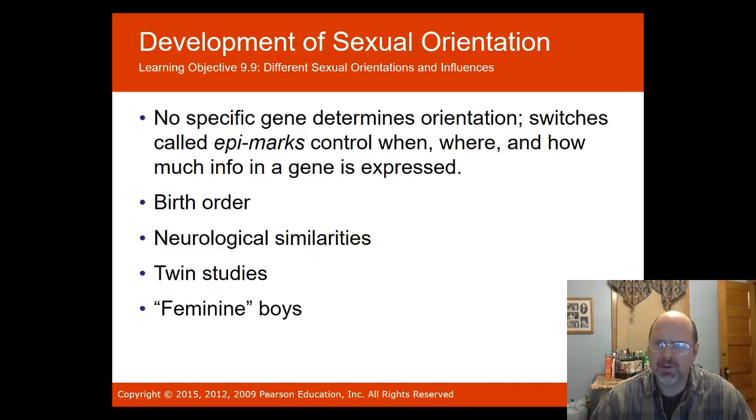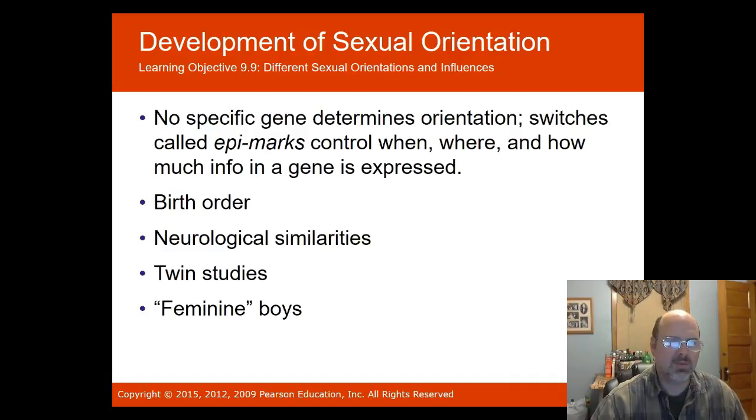Neurological similarities. Selvig and Lindstrom in 2008 found that homosexual men and heterosexual women had neurologically similar classifications when they studied their brain types, where homosexual women and heterosexual men had neurologically similar images. Now, twin studies: Bailey and Pillard, 1991, found that 52% of identical twin siblings were also gay, whereas only 22% of fraternal twin siblings were gay.